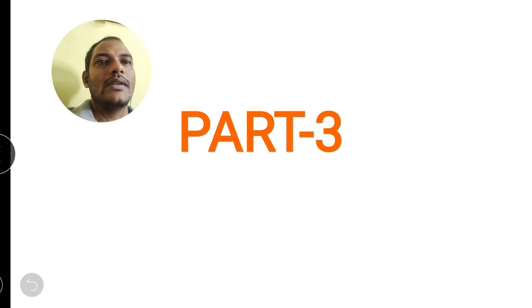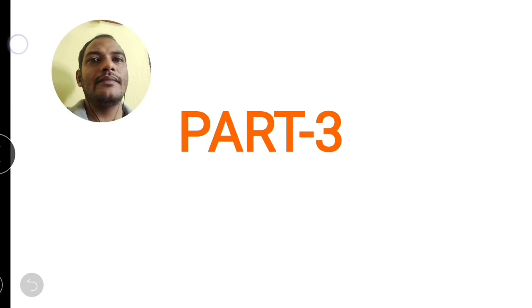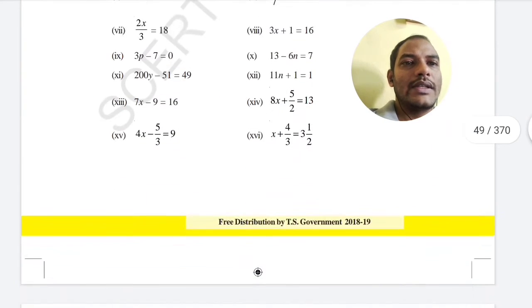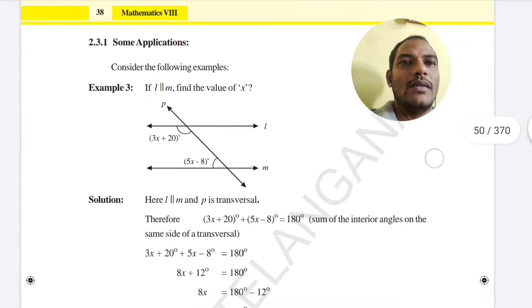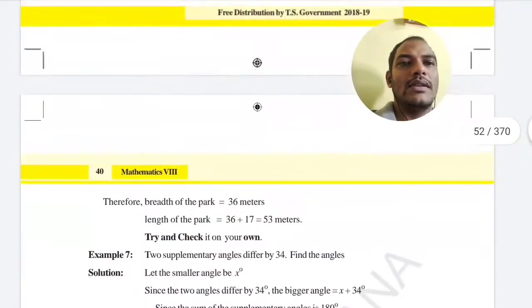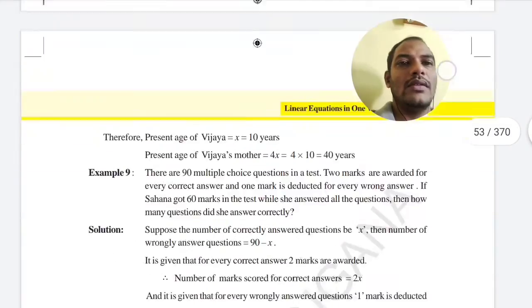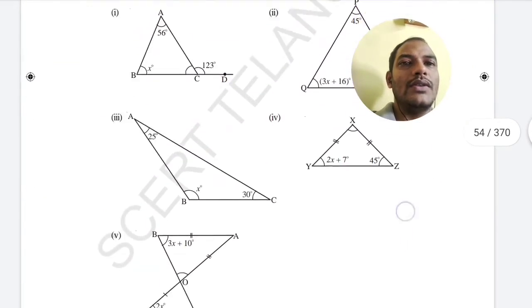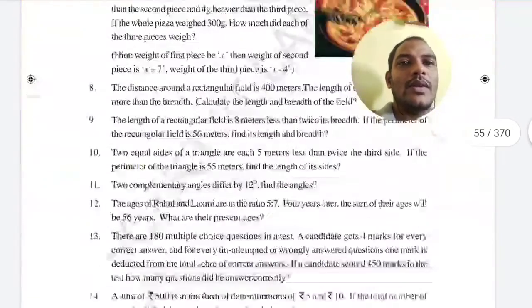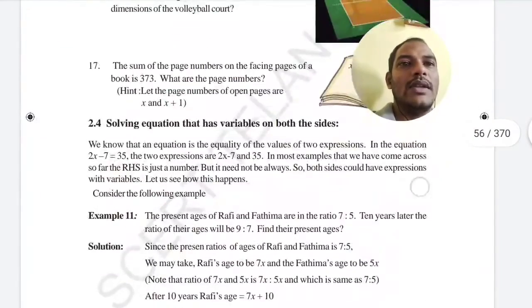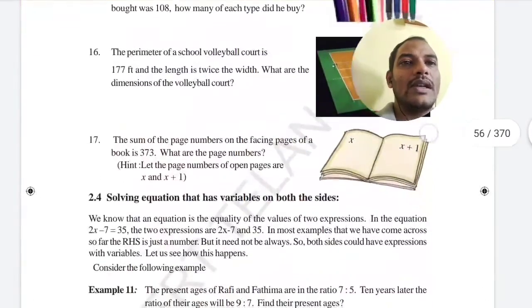Yeah children, let's start part 3 of this chapter. Finally we completed exercise 2.1. Next we have example 3, example 4, example 5, 6, 7, 8, 9, 10 and exercise 2.2. Some word problems are there. I will explain all these problems in a special class.